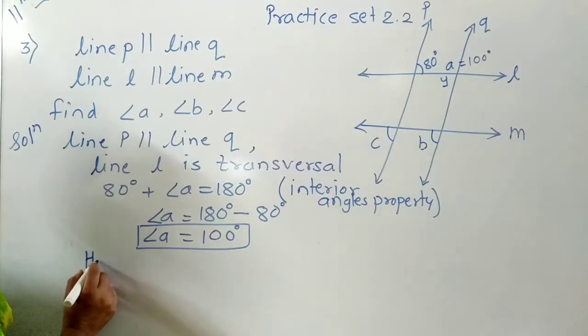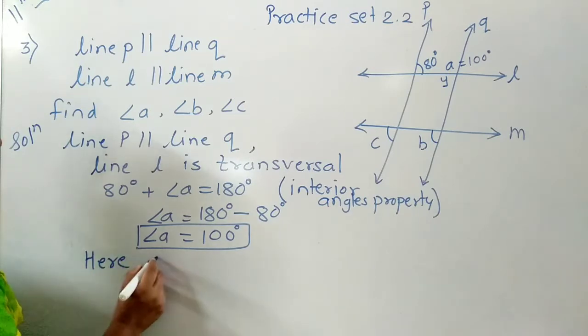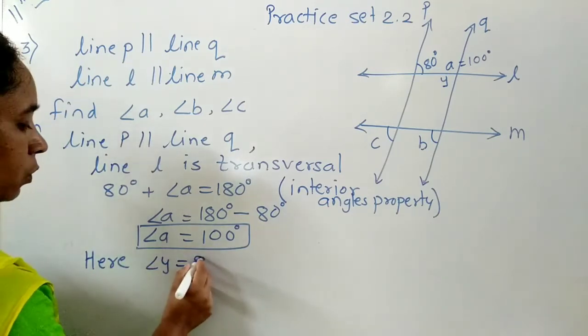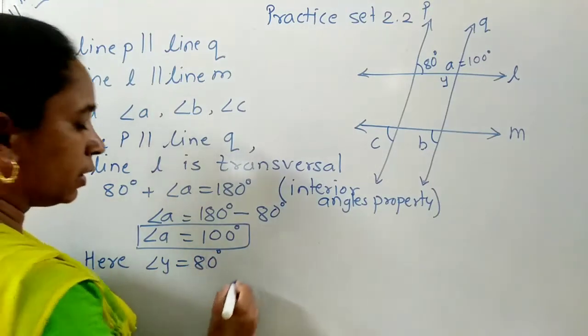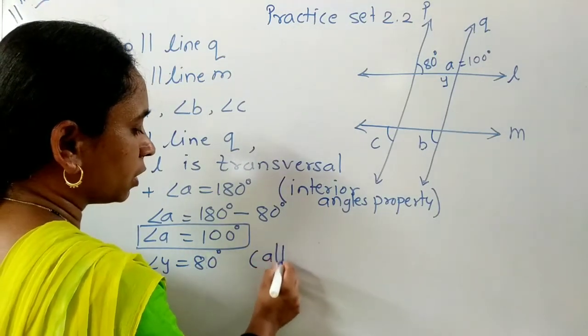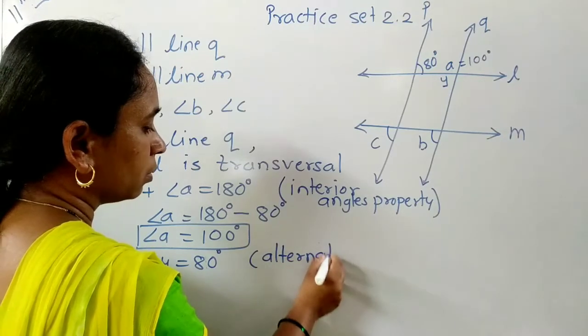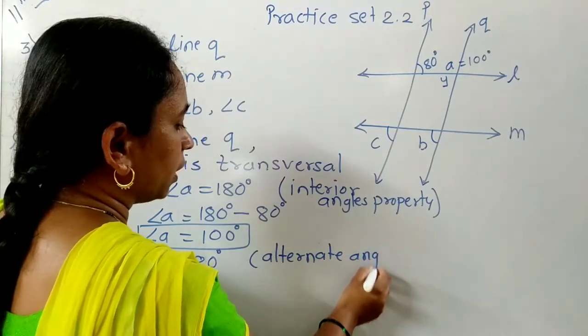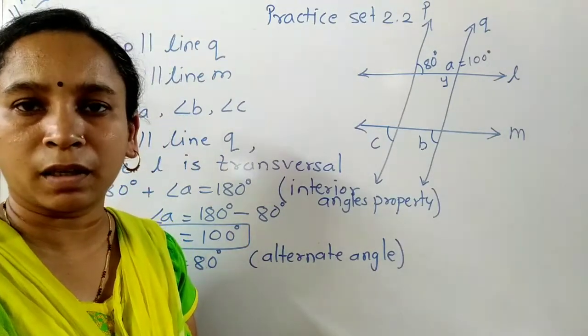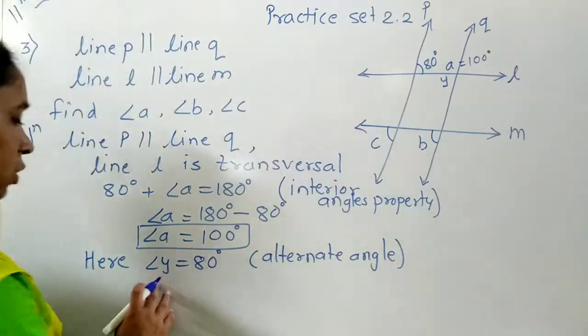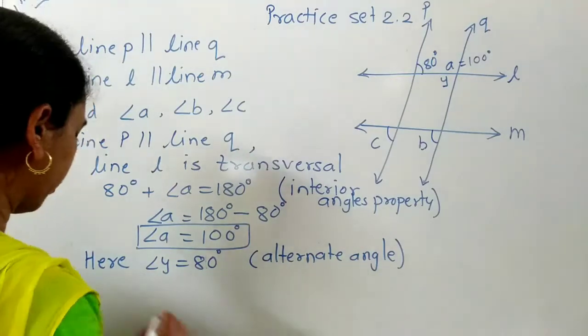Consider here, angle Y is equal to 80 degree. Why is it 80 degree? Because they are alternate angles. Interior alternate angle. Either you write alternate angles or interior alternate angles, that is also fine. So angle Y is equal to 80 degree, I have got it.